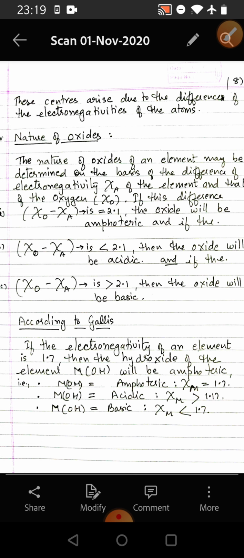And according to Gallus, if the electronegativity of an element is 1.7, then the hydroxide of the element MOH will be amphoteric. If the electronegativity of an element is greater than 1.7, then the metallic hydroxide will be acidic, and if the electronegativity of the element is less than 1.7, then the hydroxide of the element MOH will be basic.